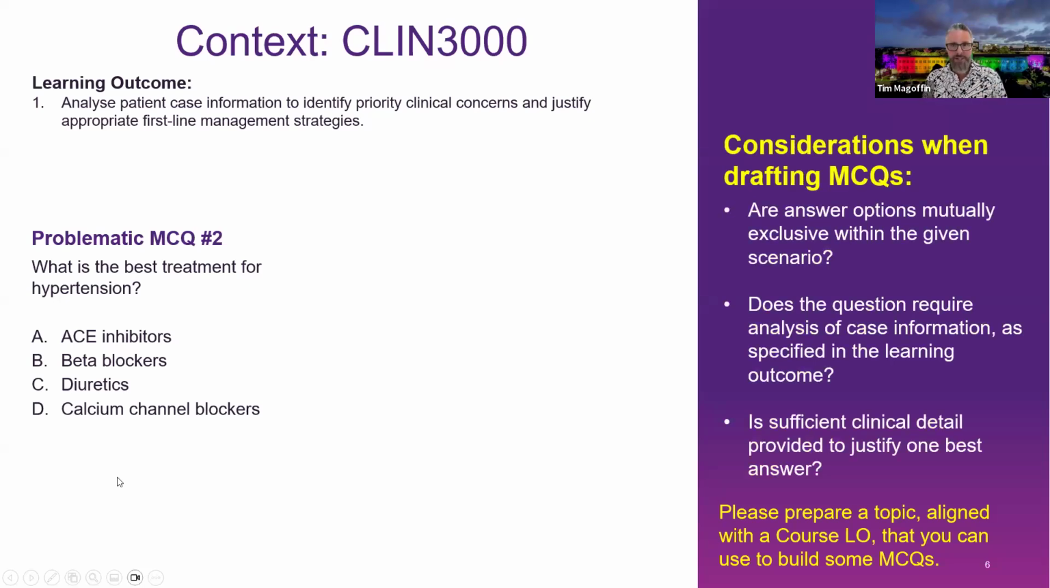So some other considerations with MCQs, we want to make sure that the options are mutually exclusive. And in this case, they're not necessarily mutually exclusive because it could depend on the case scenario, which hasn't been given to start. And in this one, it does require analysis of case information because there's a learning outcome, whereas the example doesn't. Is sufficient clinical detail provided to justify one best answer?